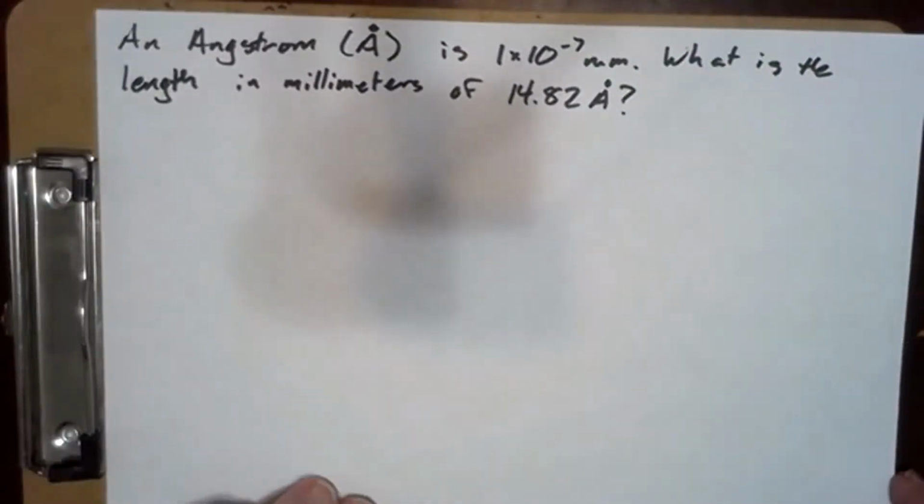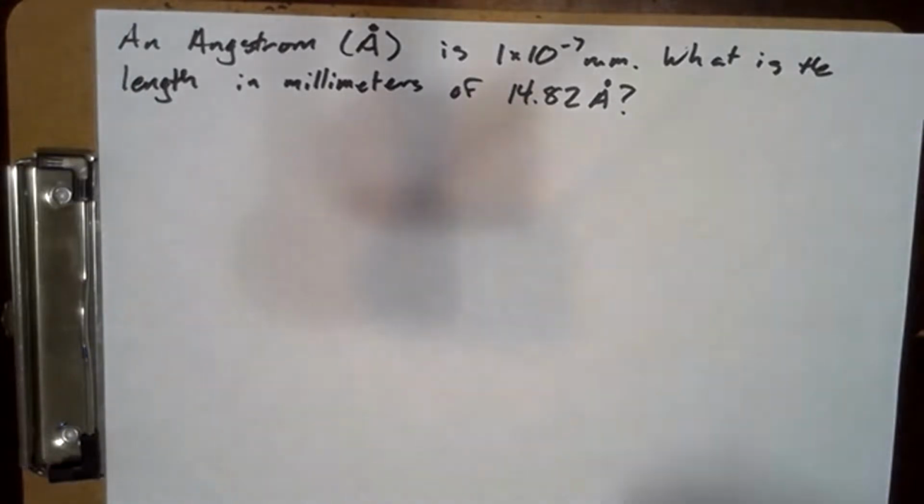An angstrom is 1 times 10 to the negative 7th millimeters. What is the length in millimeters of 14.2 angstroms? Lost something. Find it later. There it is.